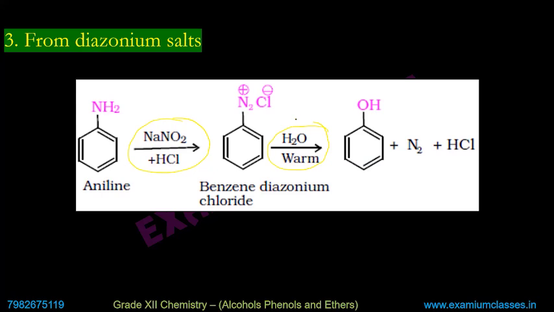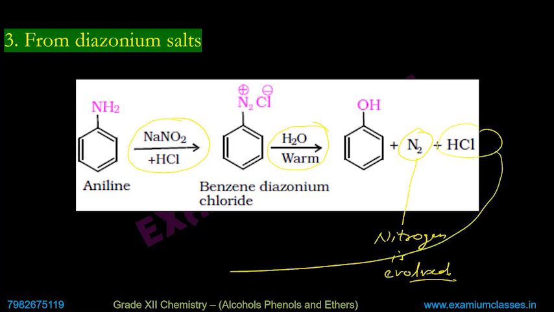One very characteristic property of these reactions with diazonium salts is that nitrogen is evolved. This will be given as a hint in a few questions. Another important point here is that you get HCl back, which you can use again. But evolution of nitrogen is a very important feature of this reaction. Write down the reaction and memorize it, it will be used many times.